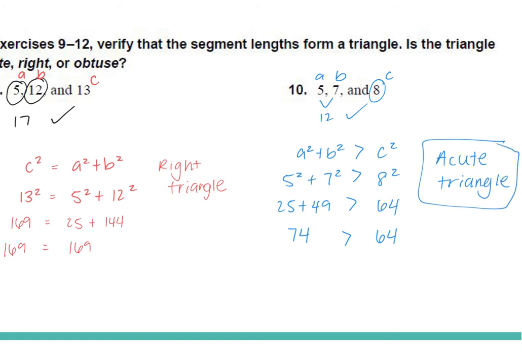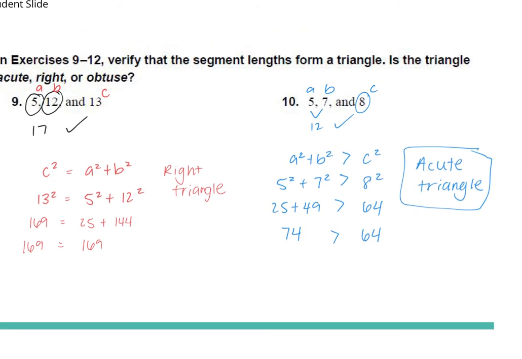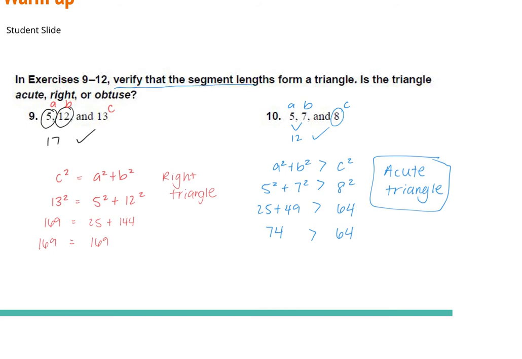Do you have to do that first part where you add 5 and 7? Only if it asks, okay? Because it said verify that the segment lengths form a triangle, that's why I did that first part, okay? Because what if it gave you like 13?